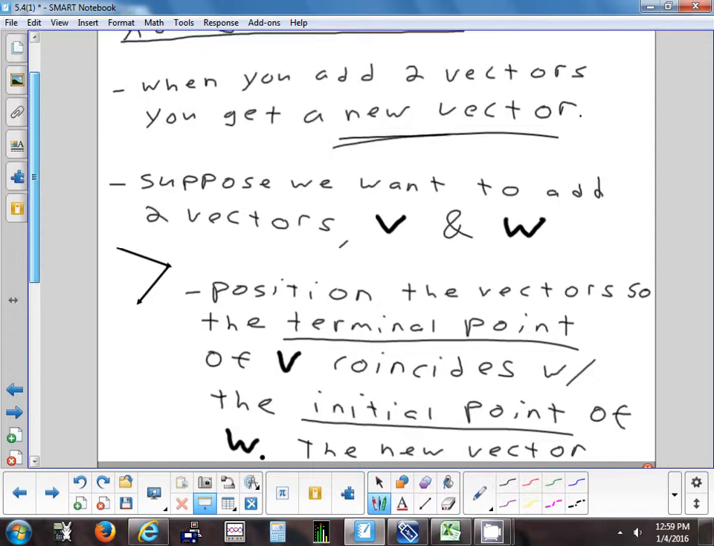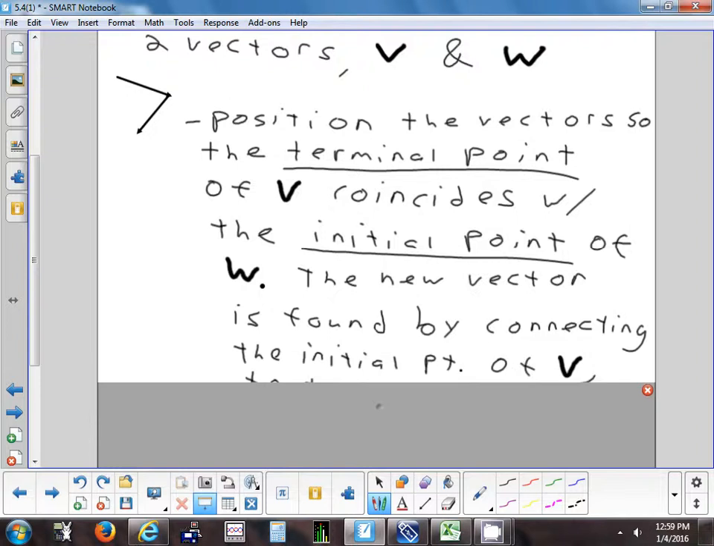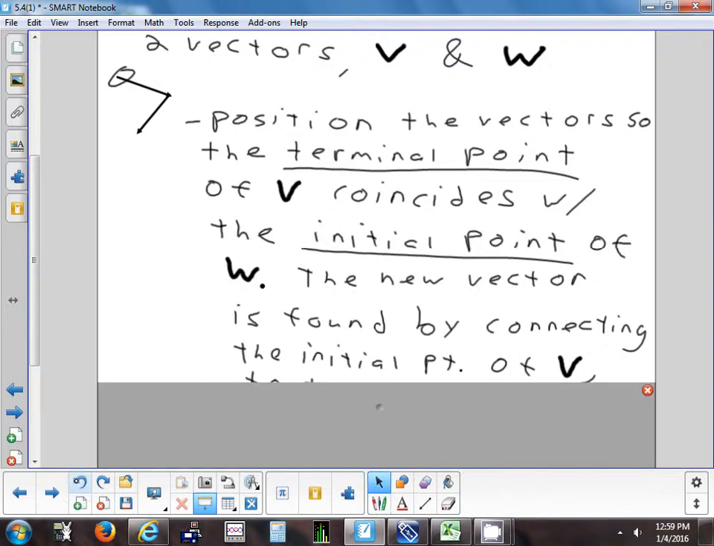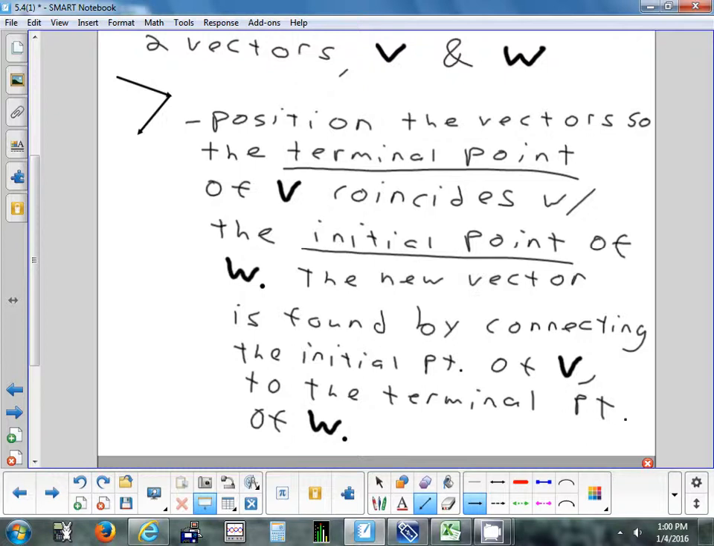And now the new vector that you're going to get when you do that is found by connecting the starting point, right there, to the ending point, right there. So if I wanted to know what's the answer when I add these together, line them up just like that, and then draw an arrow just like that. That's the answer. So if we called this V, W, this is V plus W.